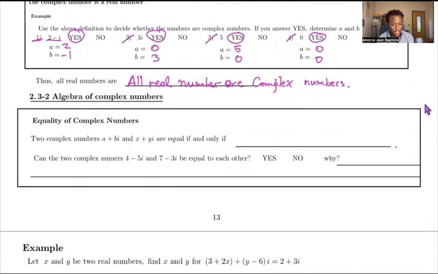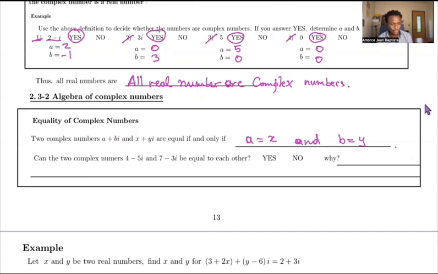Equality of two complex numbers. Two complex numbers are equal if the real parts are the same and the imaginary parts are the same. Basically, a plus bi and x plus yi are equal if a equals x and, you have to have both of them, b equals y.